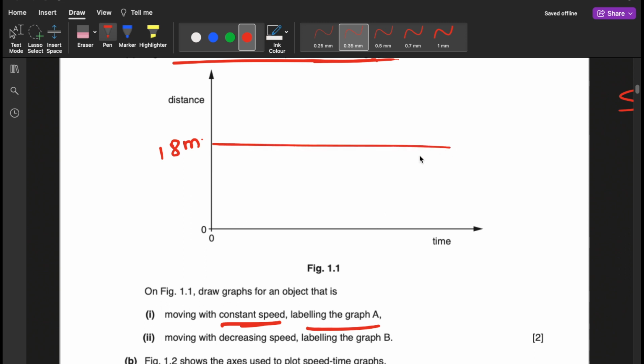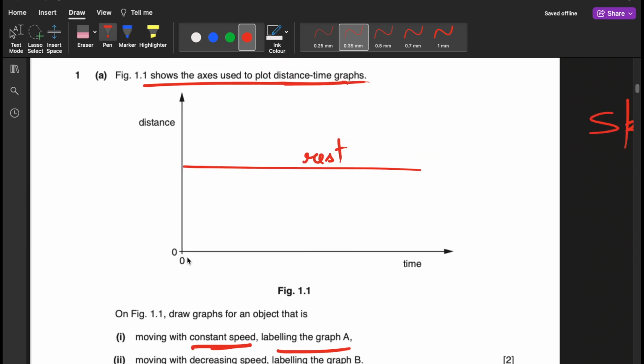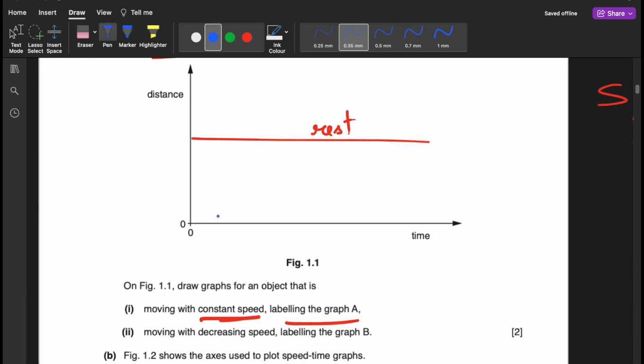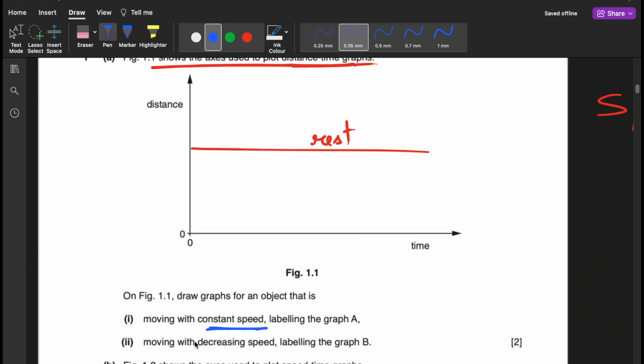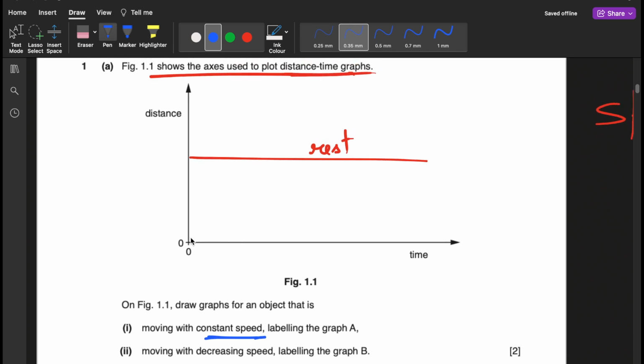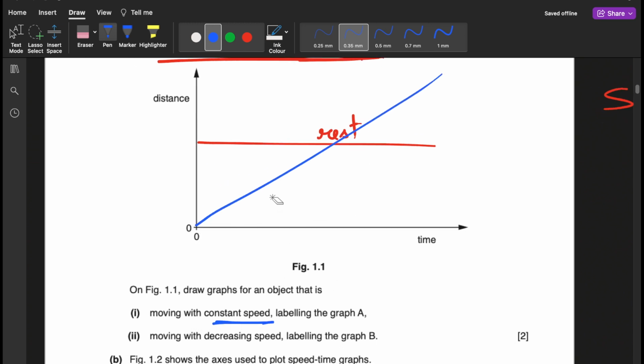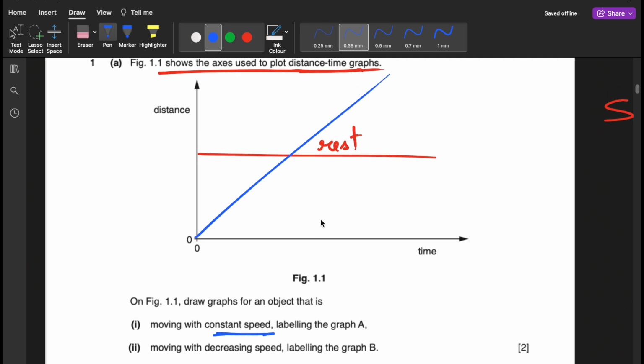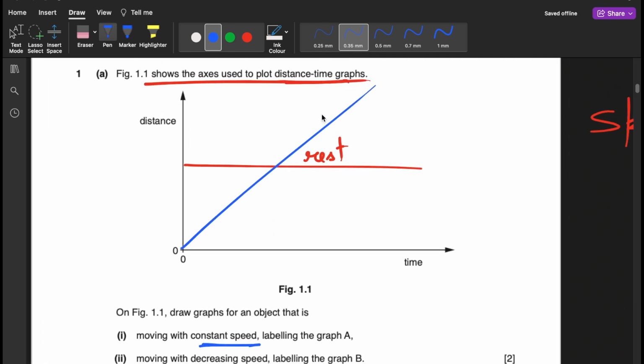So this graph indicates that the speed is zero. It means the object is at rest. The particle is at rest. Correct? Have you got that point? Yes, sir. Now just tell me, moving with the constant speed, what does constant speed mean? Do I have to show a diagonal like this? Yes, a constant graph like this? That's exactly correct. So this indicates moving with the constant speed, correct? So you have to label the graph with E.